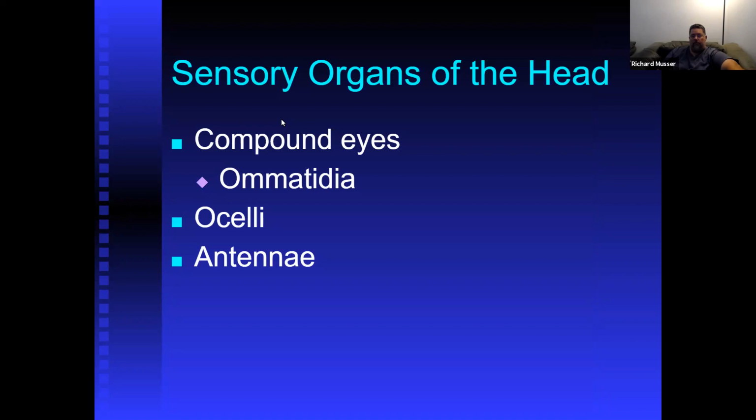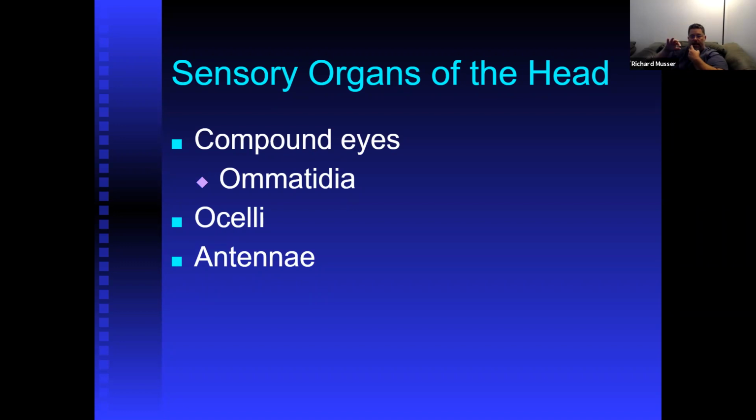It depends a lot on the insect, but a lot of insects have compound eyes. And each one of those eyes is made up of units called ommatidia. So compound eyes are made up of lots of little facets. If you've ever looked at a bee's eye, you'll see it's a compound eye with lots of little facets. So it's like having, you know, 50 eyes or something. I don't know how many there actually are, but each one of those is called an ommatidium.